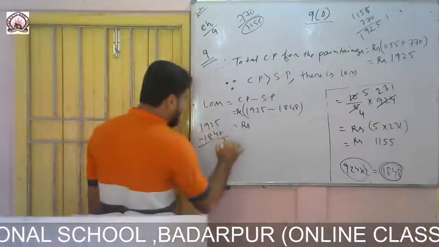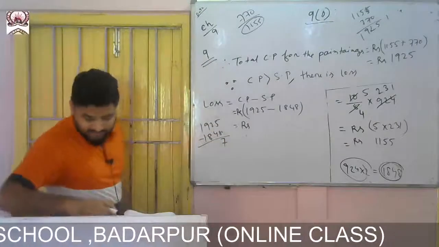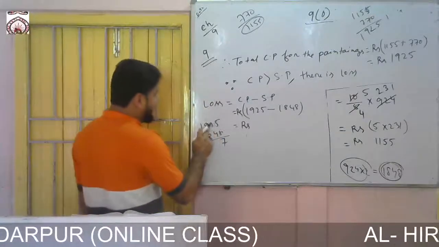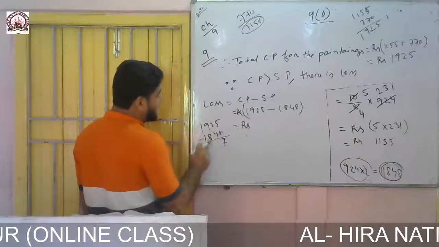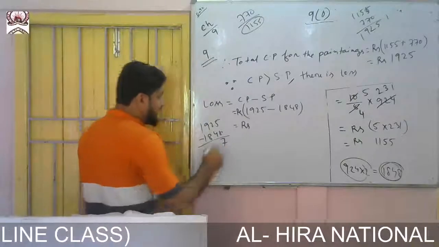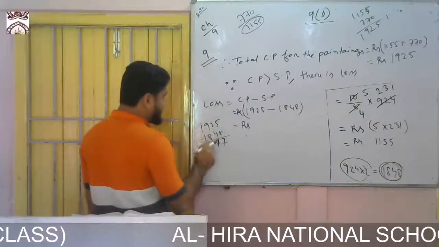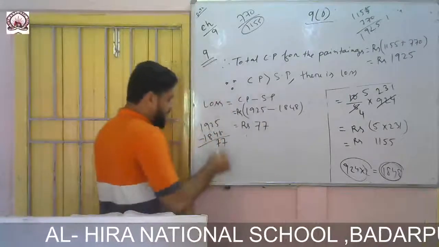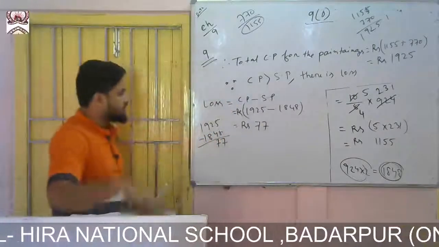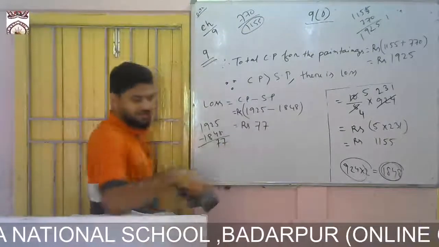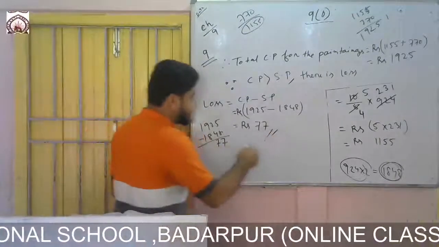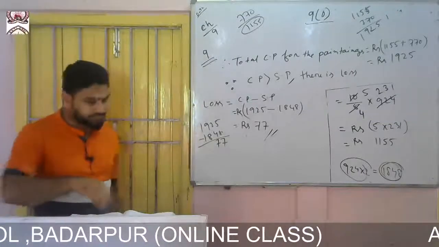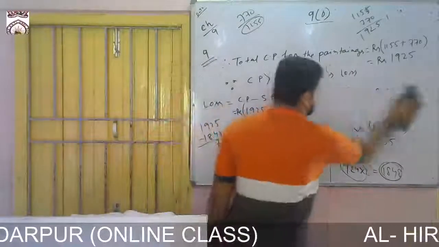15 minus 8 is 7. Here remain 11. So if I take from there, then 11 minus 4 is 7. Here remain 8. 8 minus 8 is 0. 1 minus 1 is 0. So rupees 77 loss. Okay, find the loss. So loss equals rupees 77. And this is the answer.